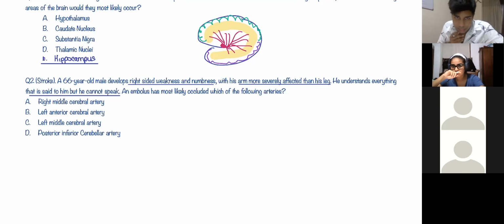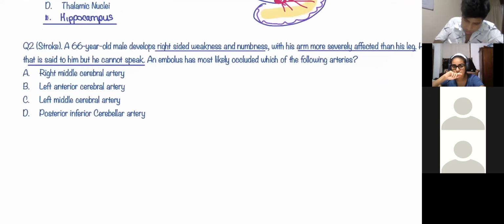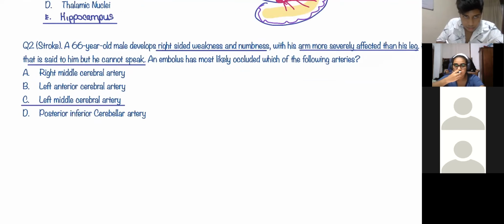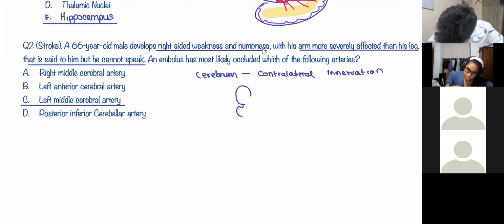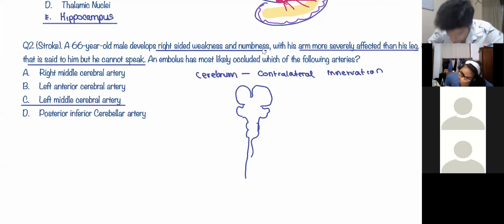Okay, so from the answers I got, the answer is C. Yes, it is correct. Okay, it is correct. Answer C. Remember, I told you, cerebrum is always contralateral innervation. So the patient has right-sided weakness.